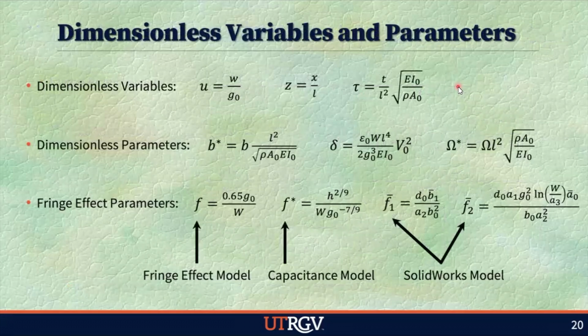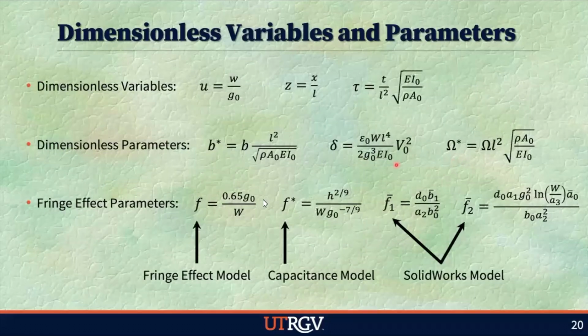The dimensionless variables and parameters are shown here. U is the dimensionless deflection. When U is 0.5, the cantilever is halfway between the initial gap distance. B star is the damping parameter, delta is the voltage parameter, and omega star is the AC frequency. Each model uses a different fringe effect parameter, F for the fringe model, F star for the capacitance model, and the SolidWorks model uses both F1 bar and F2 bar.